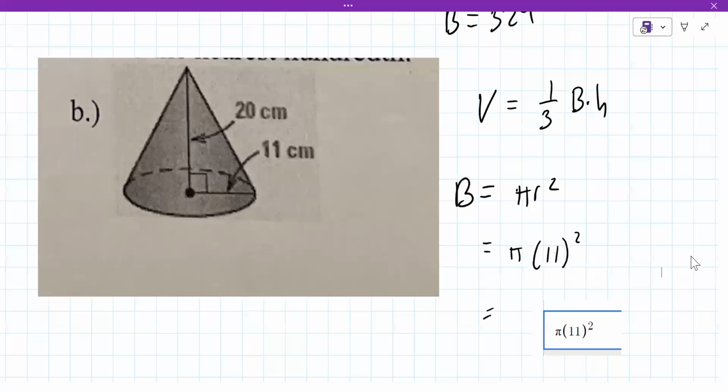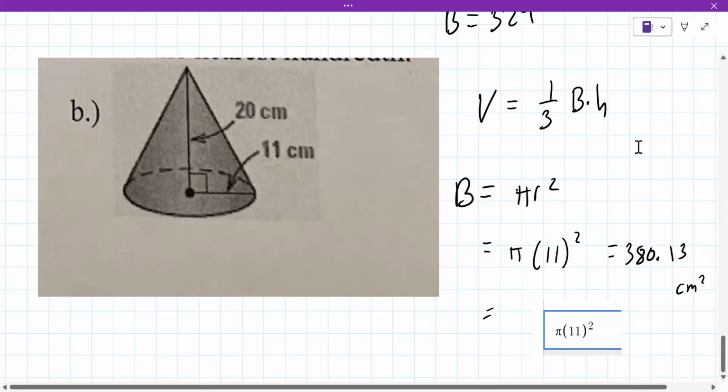All right, let me do that. I'm almost done. $380. They rounded to 2 decimal places. 380.13. 2 decimal places, yes, good. What are the units of area? Centimeter squared.